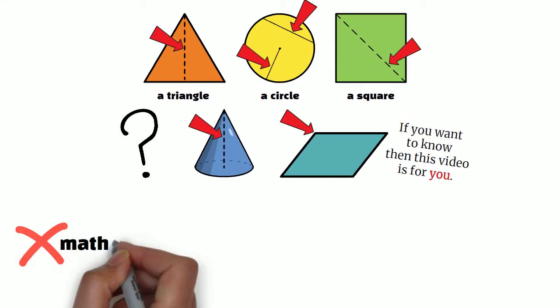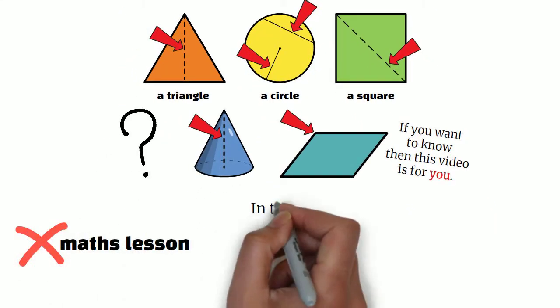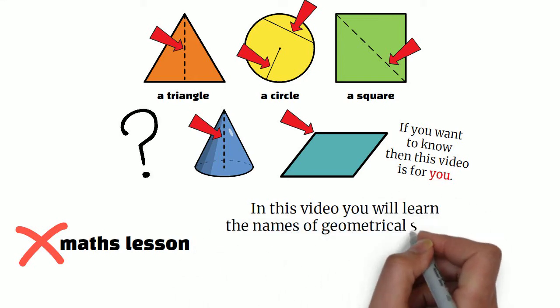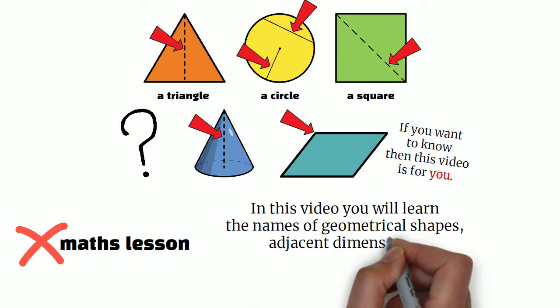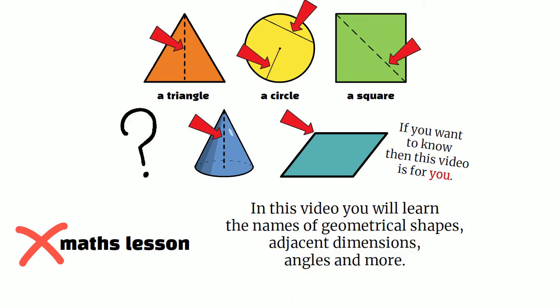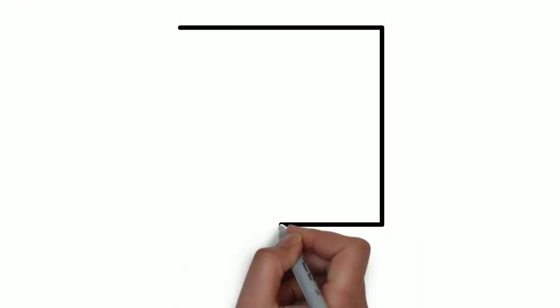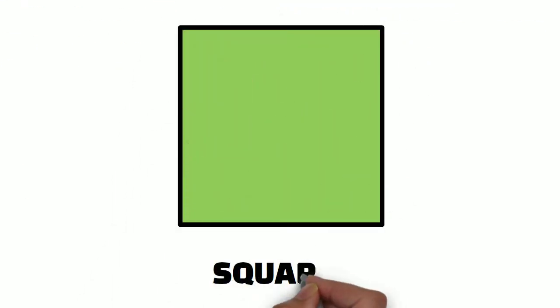Please note that this is not a maths lesson. In this video, you will learn the names of geometrical shapes, adjacent dimensions, angles, and more. Okay, so let's go. We'll start with some common two-dimensional shapes. First, a square.